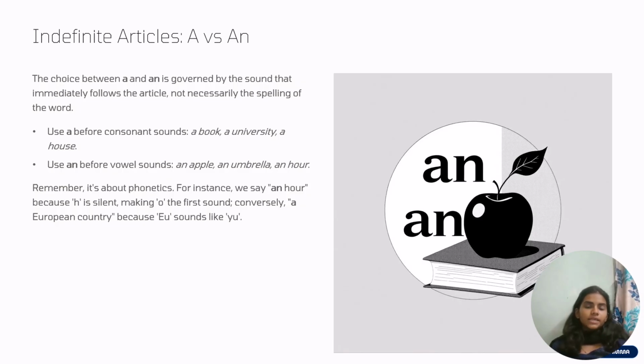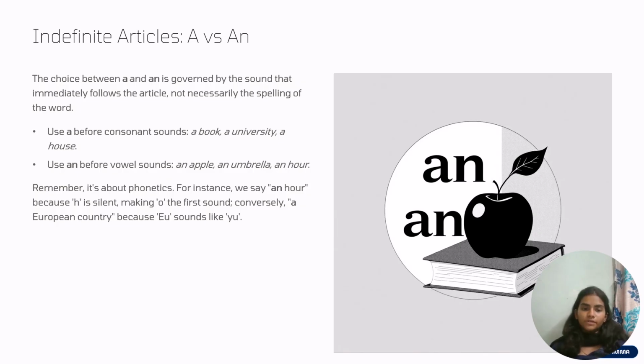Indefinite articles: a versus an. The choice between a and an is governed by the sound that immediately follows the article, not necessarily the spelling of the word. Use a before a consonant sound, for example, a book, a university, a house. We use an before vowel sounds, for example, an apple, an umbrella, an hour.